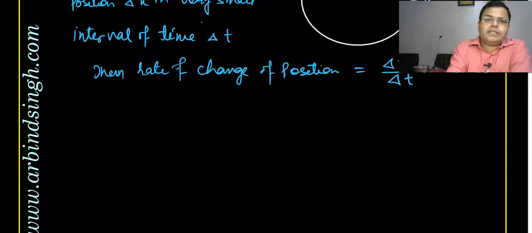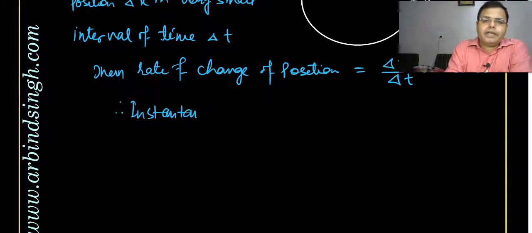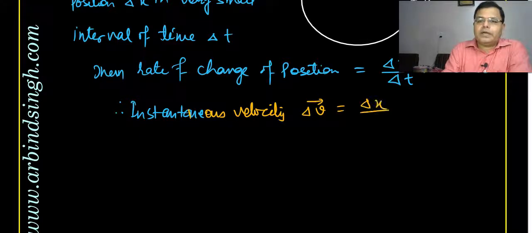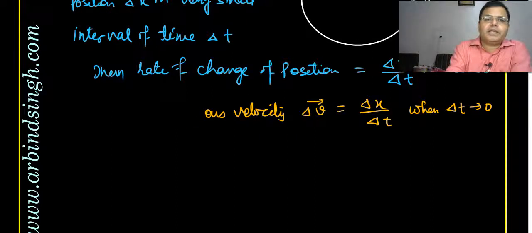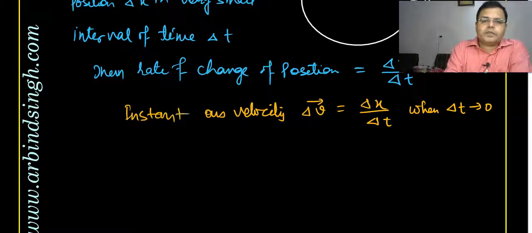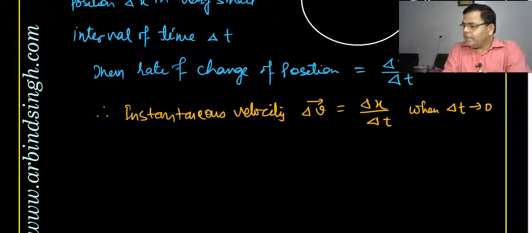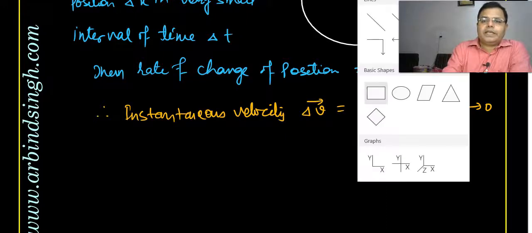Therefore, instantaneous velocity v is described as delta X upon delta T when the limit of delta T tends to 0, because this is for a very small interval of time. So we can write that instantaneous velocity is the velocity for a very small interval of time. You can write it like this. So this is what instantaneous velocity is. I hope you got this point.